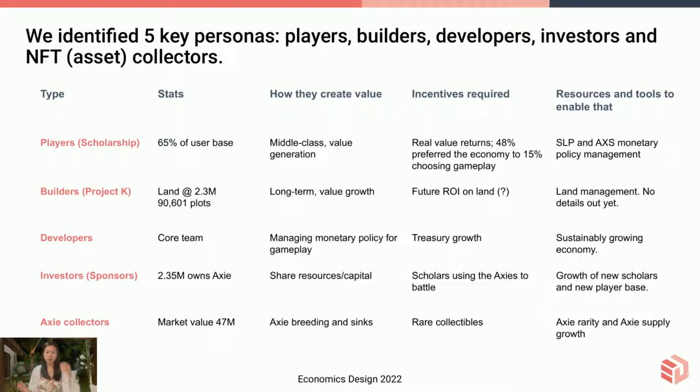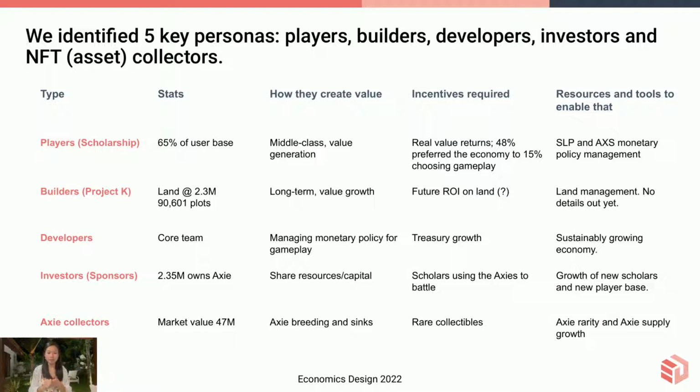Then we have builders. Right now there's this thing called Project K in Axie Infinity, in which you have a lot of different land available. So they sell land, and with the land you can create a lot of things. So you're building on top of the Axie game. We have developers. These developers are the core group of people who are continuously improving Axie the game.